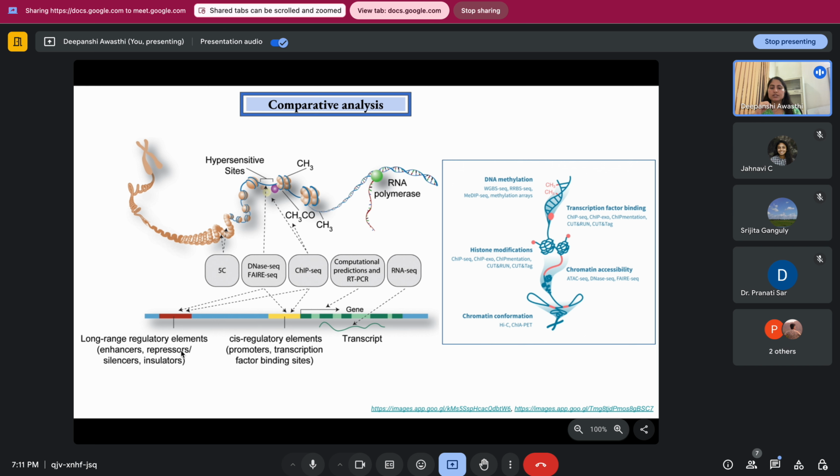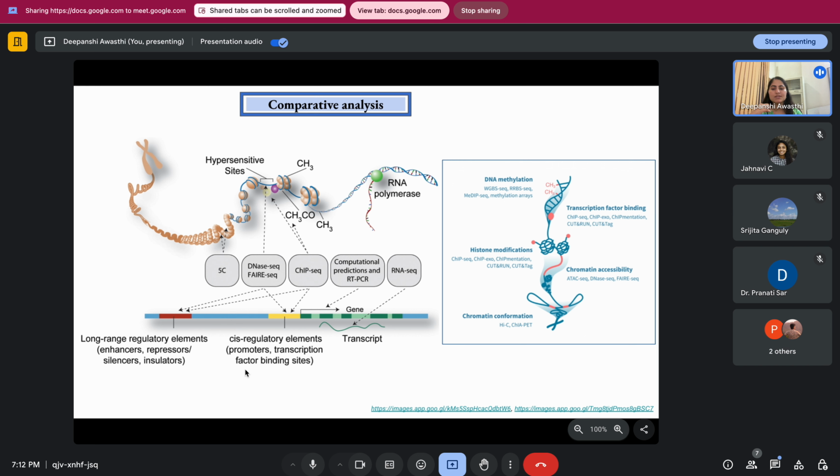Then come cis regulatory elements. When we say cis regulatory elements, these are the short range interactions, which lie closer to the gene, such as promoter regions, which lie next to the gene coding region and influence the expression of the gene. So these are the cis regulatory elements.